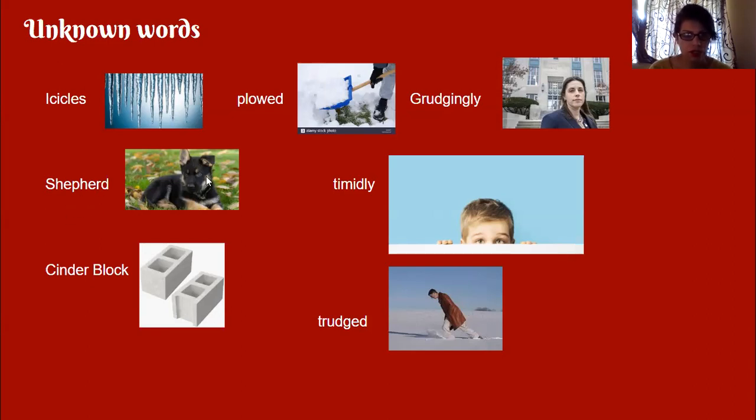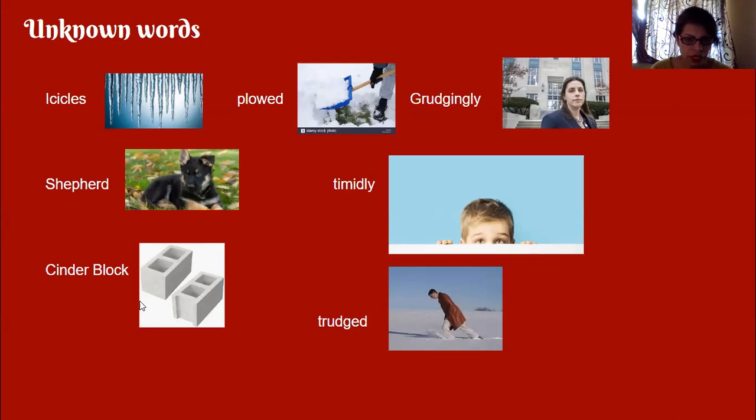Shepherd is a type of dog. So you'll see that in the story, and we'll go back to the sentence where it says shepherd. It's talking about a certain type of dog, okay? And cinder blocks, these are cinder blocks. So they're describing the driveway where she's shoveling the snow or removing the snow from cinder blocks. I believe that's what it said, but we'll go back.